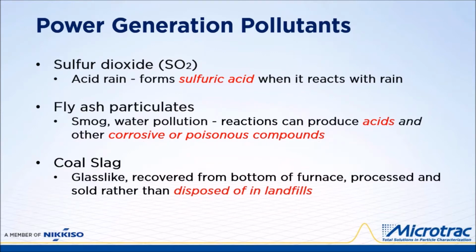Let's get started. Power generation pollutants include sulfur dioxide, particulates, and coal slag. SO2 gas forms sulfuric acid when it reacts with rain. Fly ash causes smog and water pollution, where it can leach into groundwater and produce acids and other corrosive or poisonous compounds. Coal slag is a glass-like solid recovered from the bottom of the furnace in coal-fired plants and processed and sold rather than disposed of in a landfill where it can leach into groundwater.